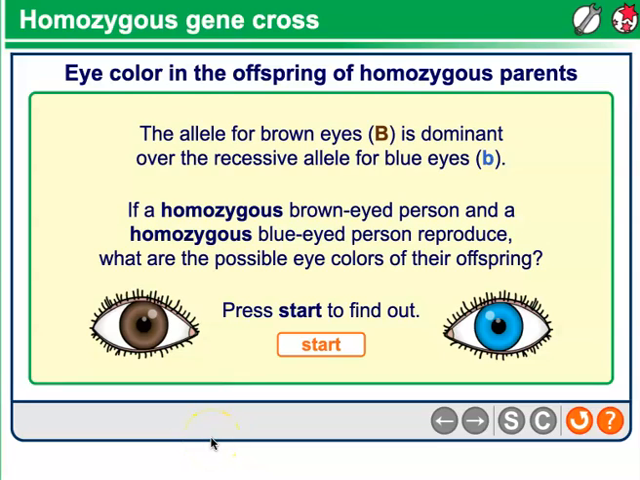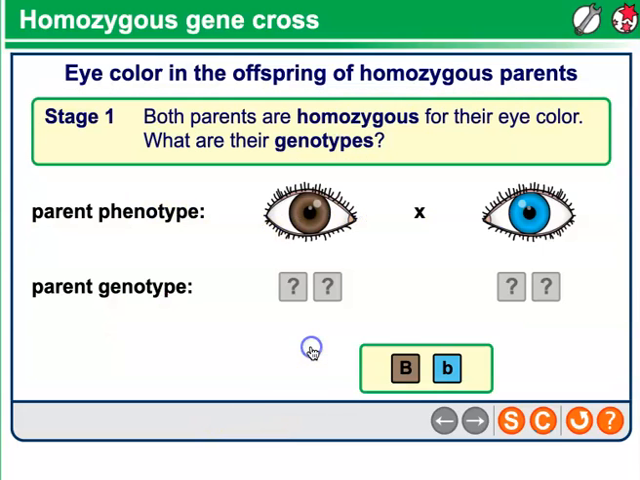Eye color of the offspring of homozygous parents. The allele for brown eyes, big B, is dominant over the recessive allele for blue eyes, lowercase b. If a homozygous brown-eyed person and a homozygous blue-eyed person reproduce, what are the possible eye colors of their offspring? Stage 1, both parents are homozygous for their eye color. So what are their genotypes? Said they're homozygous, meaning they have the same alleles.